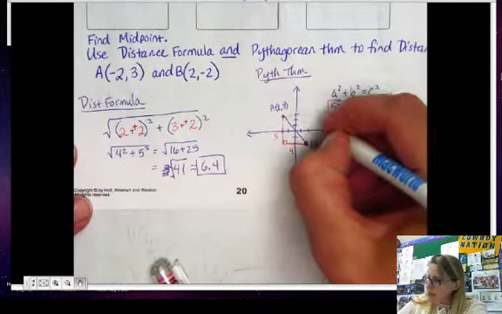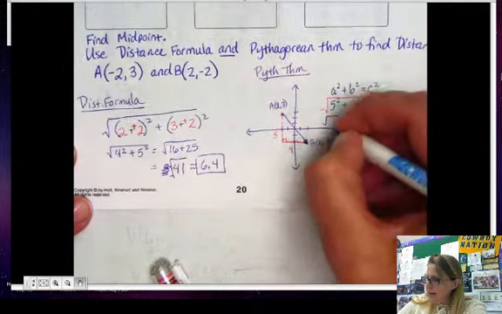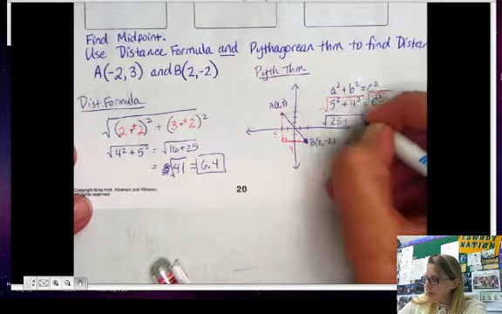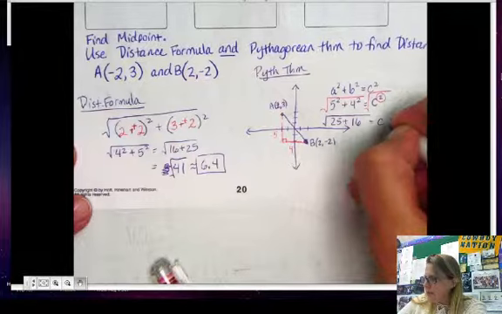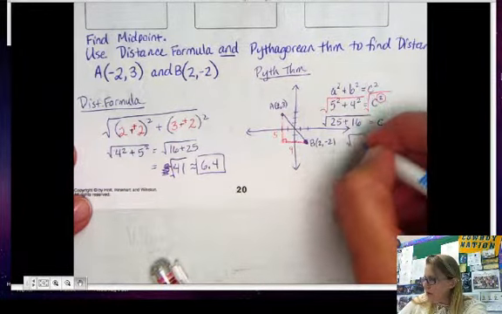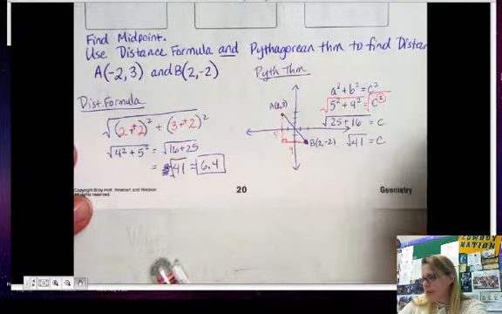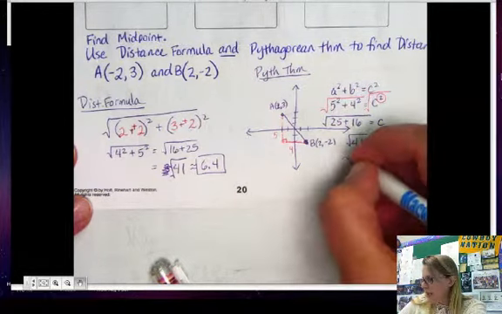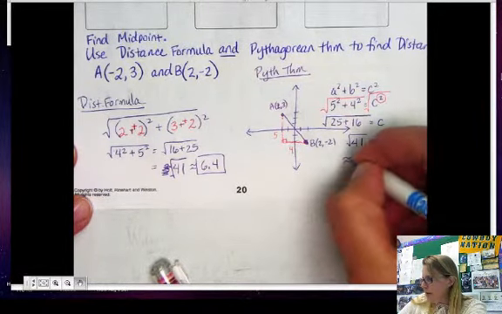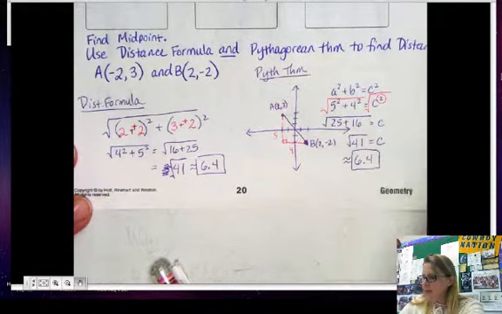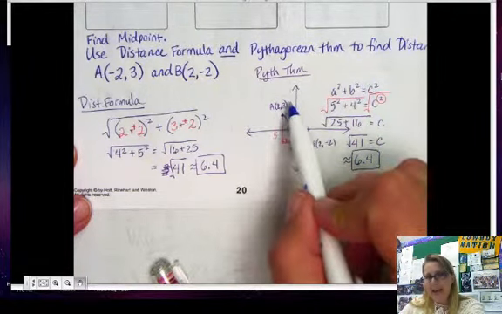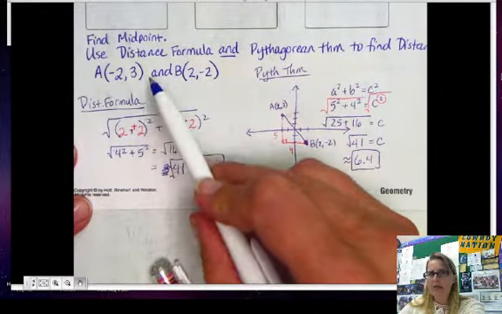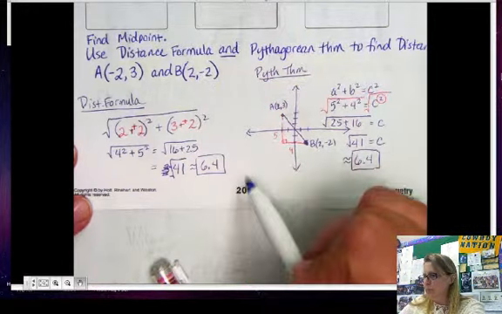So let's continue this problem out. 5 squared is 25, 4 squared is 16, equals c squared. So that's the square root of 41 equals c. Using our calculators again, we get about 6.4. So that is using the Pythagorean theorem and the distance formula to solve for the distance between 2 points.